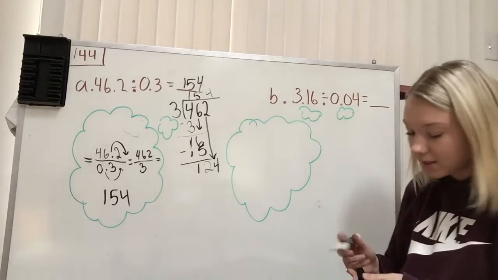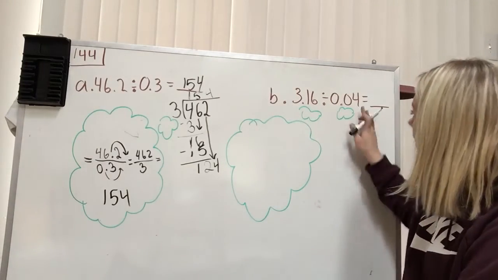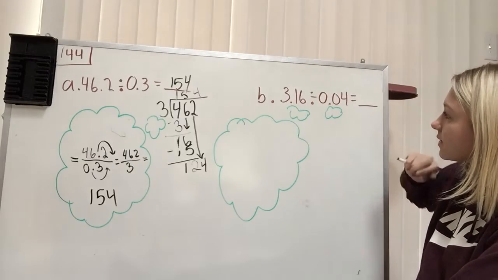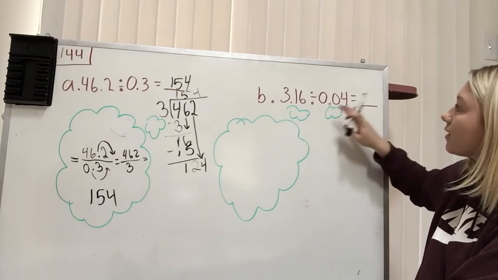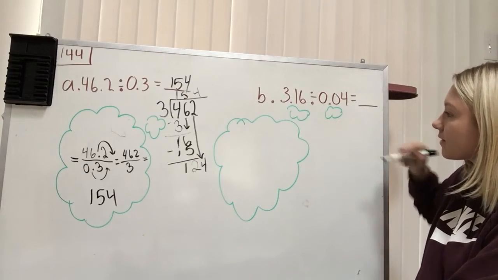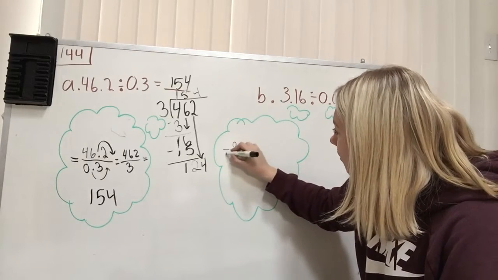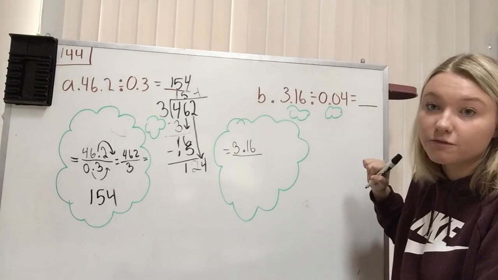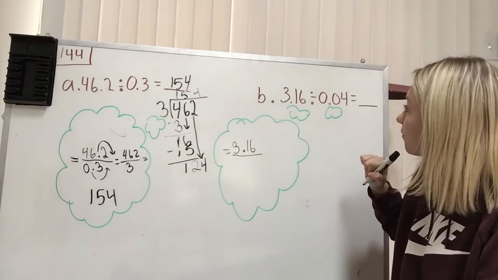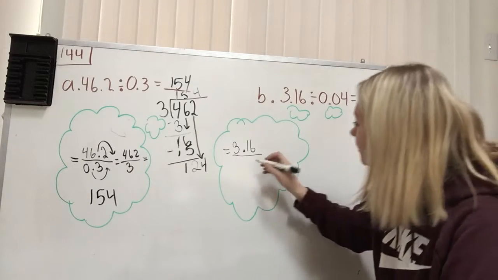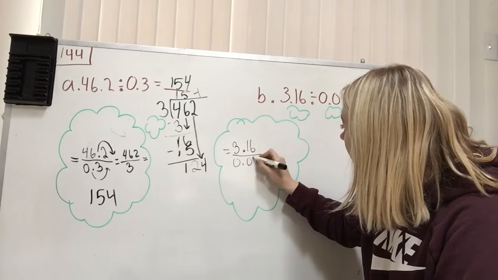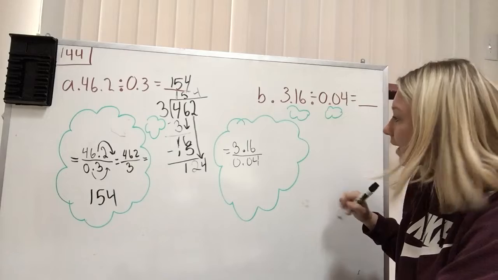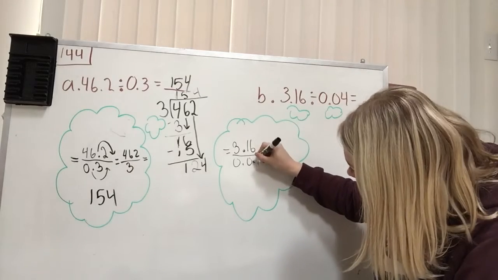So let's move on to B. So it's 3.16 hundredths divided by 4 hundredths. So I'm going to rewrite it in my thought bubble in fraction form, just like we did yesterday. I was trying to think what day it was. So rewrite it in fraction form, and then I'm going to do my thinking with my little arrow.